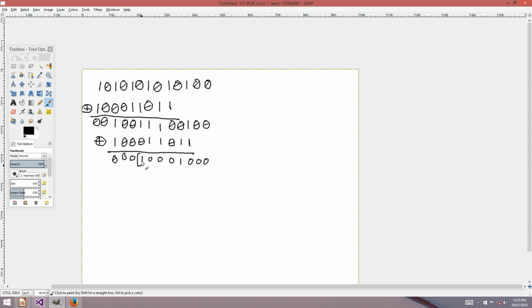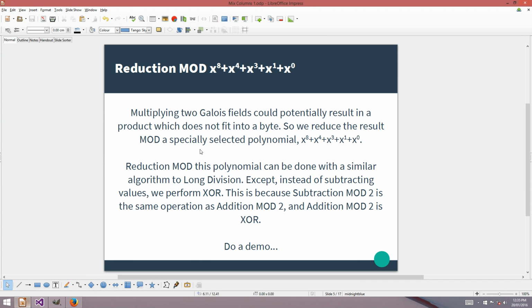Now we've got to figure out, is that larger or smaller than the value that we're reducing by? Well, I think it's smaller. 1, 0, 0, 0, 1, 1, 0, 1, 1. Aha! It's smaller. So this value here that we're reducing by no longer divides our answer, which means that our answer is currently the remainder after that division. So that right there, 1, 0, 0, 0, 1, 0, 0, 0 is the answer that we're looking for.